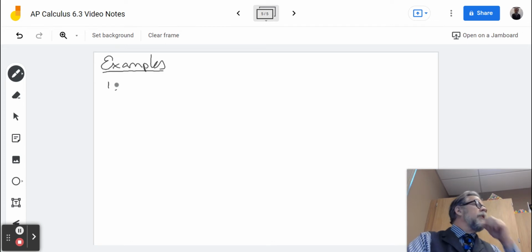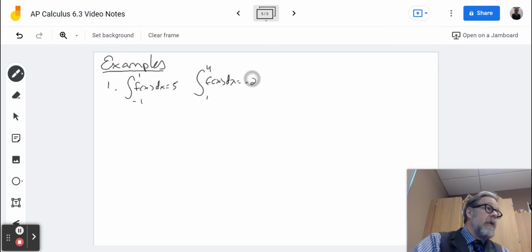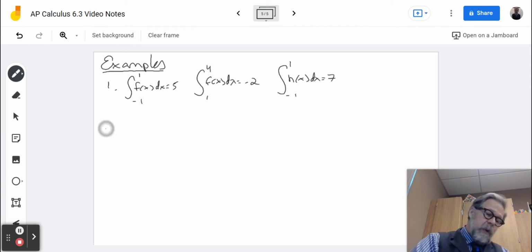So the first example we're going to look at, we're going to be given some integrals. The integral from -1 to 1 of f of x dx is equal to 5. The integral from 1 to 4 of f of x dx, notice same function, different interval. And then the integral from -1 to 1 of h of x, different function, is equal to 7. So the question becomes, can we figure out the integral from 4 to 1 of f of x dx?